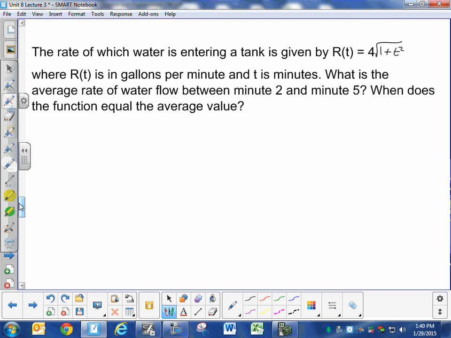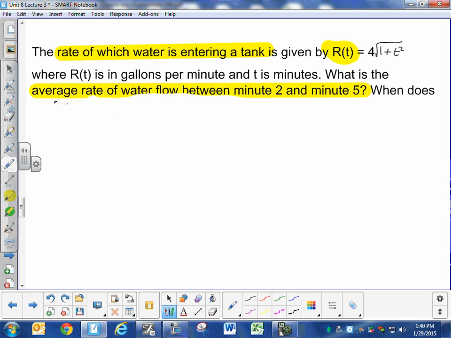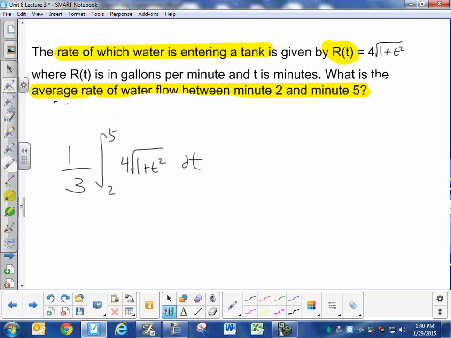I could have a crazy function. Here, the rate at which water is entering a tank is given by R of t. R of t is in gallons per minute, t is minutes. What is the average rate of water flow between 2 minutes and 5 minutes? We'll not worry about the second piece for now. Well, if this is the rate at which water is entering a tank, the average rate would just be 1 over b minus a, so that's 1/3, times the area from 2 to 5 under 4 root 1 plus t squared dt. Okay, you can calculate that.